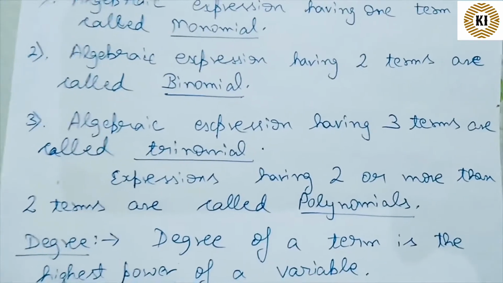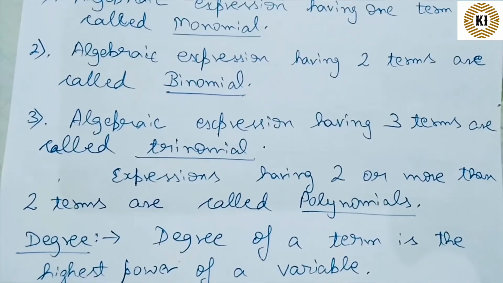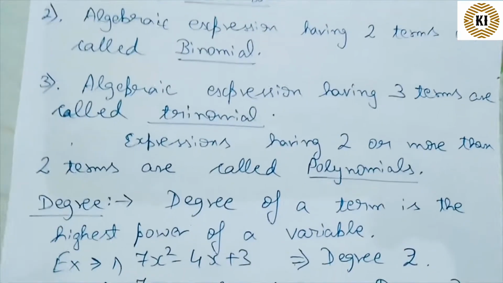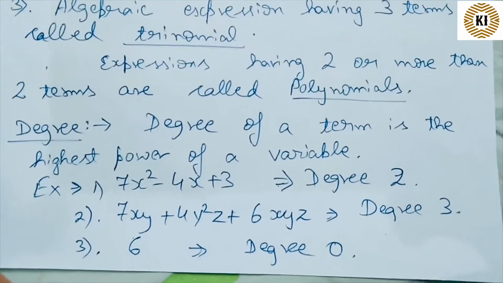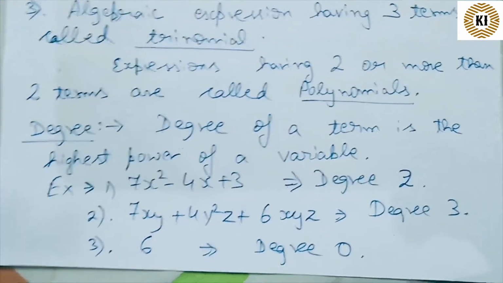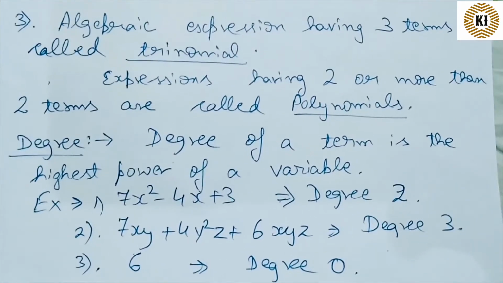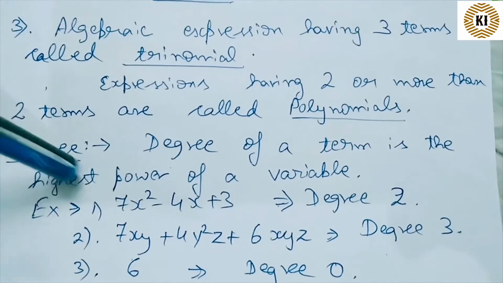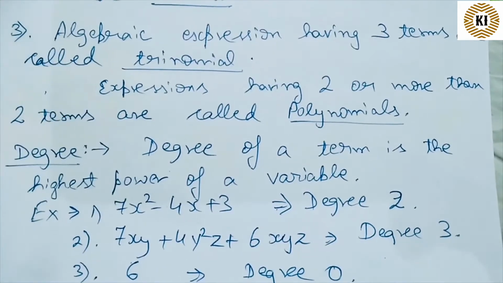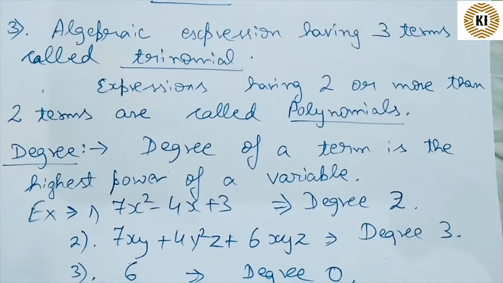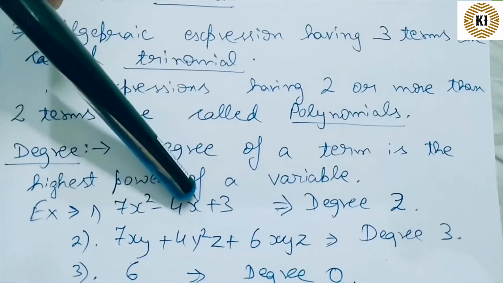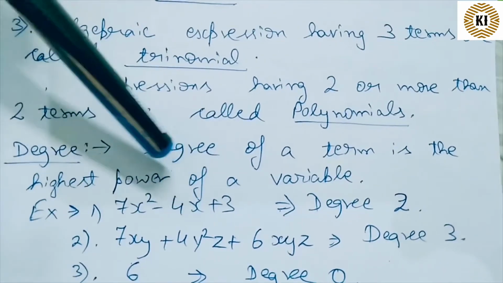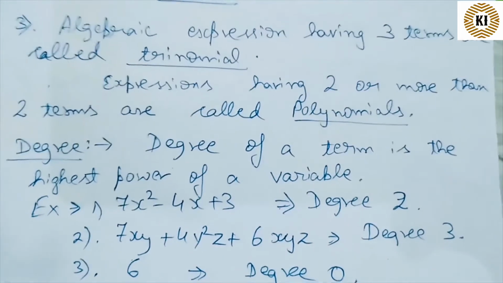Now the next topic that is very important, which we are going to study, is known as the degree. So degree means what? Degree is the term which is the highest power of a variable. For explanation I have taken some example here. 7x square minus 4x plus 3. So here you can see that this x having the power of 2, this x having the power of 1. So highest power is 2, so degree will be your 2.